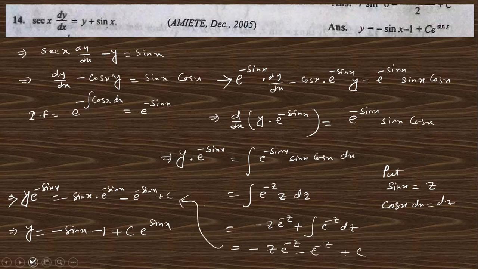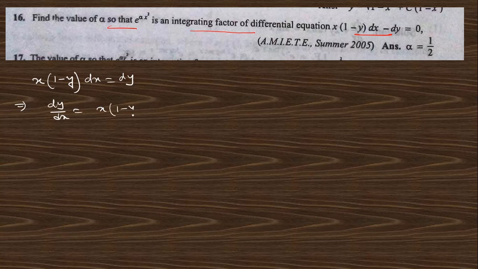Okay. Next, find the value of alpha so that e to the power alpha x square is the integrating factor of this differential equation. So you need to rearrange this differential equation in the linear differential form. So x into (1 minus y) dx equals dy, right? So dy/dx equals x into (1 minus y), that is x minus xy. So you can write this as dy/dx plus xy equals x.